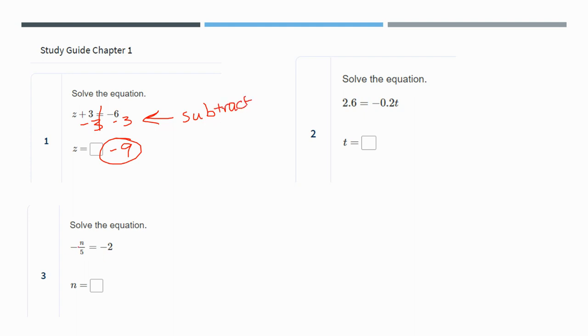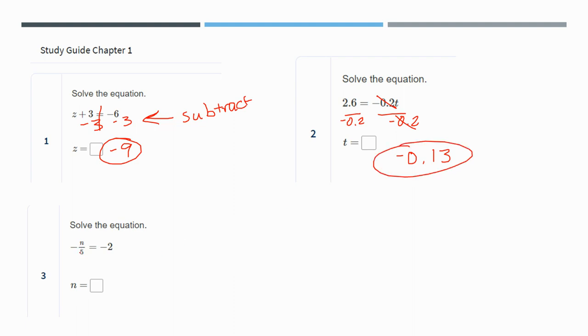All right, on the next one, to solve this equation on problem 2, I would divide by negative 0.2. And calculators are okay, so if you want to use a calculator to solve that, you would get the answer for t. I don't have a calculator on this screen, unfortunately, so I'm going to have to do it in my head. Let's see here. If I divide it by 2, it would be 1.3, but it's 0.2. So I'm going to say negative 0.13 is our answer.